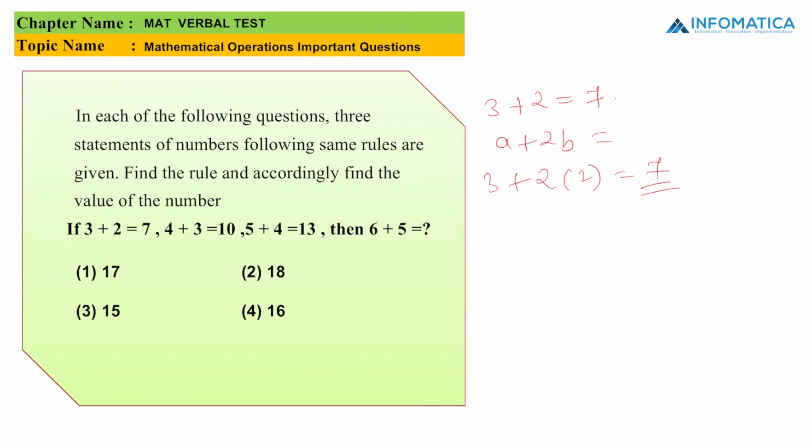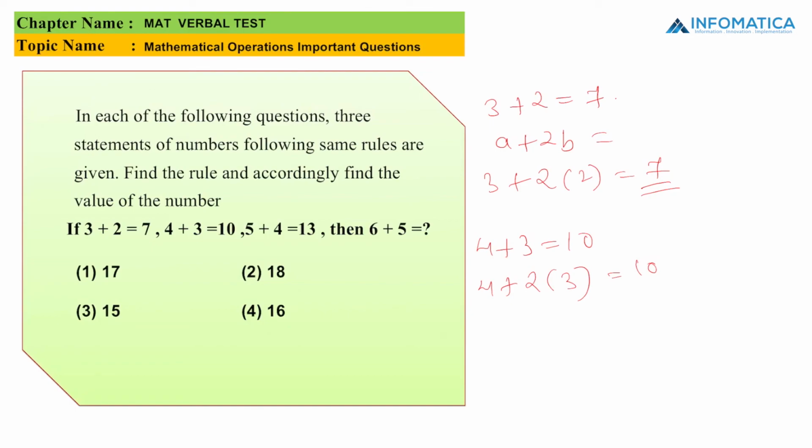Let me go for the next one and see if the rule is getting satisfied or not. 4 plus 3 is equal to 10. If I consider 4 as a and 3 as b, so the rule says that a plus 2b should give us the subsequent answer. So I do 4 plus 2 multiplied by 3. So 4 plus 6 should give me 10.